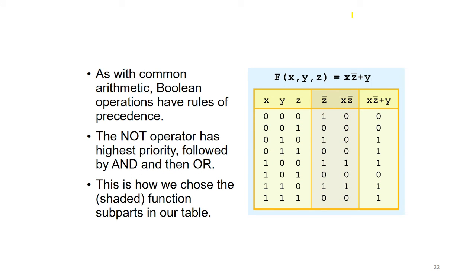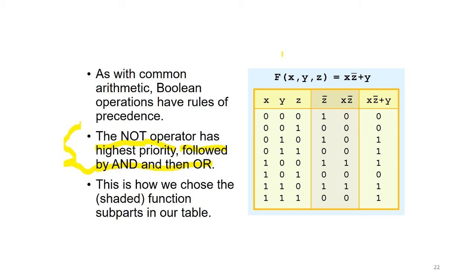As with common arithmetic, Boolean operations have rules of precedence. The NOT operator has the highest priority, followed by the AND gate and then the OR gate. So this is what you need to remember. This is the precedence order. The NOT operator has the highest priority, then the AND gate, and then the OR gate.